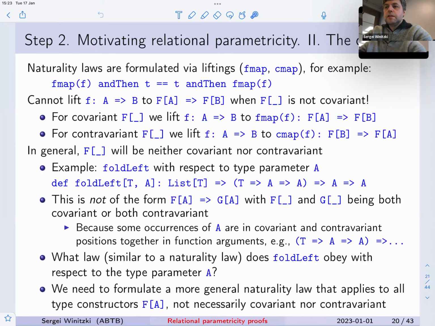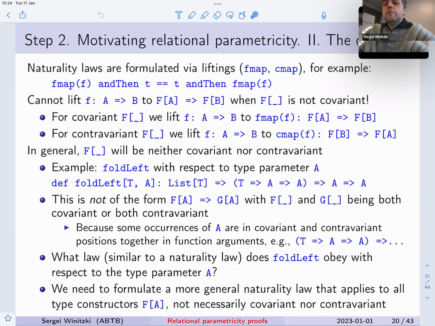So what is the difficulty in the proof of naturality laws? One difficulty is that naturality laws are formulated via these liftings, the F map and C map. So here is a general formulation of a naturality law. But this only works if the type constructor is covariant. If it is not covariant, then you cannot lift a function of type A to B to a function of type F of A to F of B. If it is contravariant, you can lift in the opposite direction.